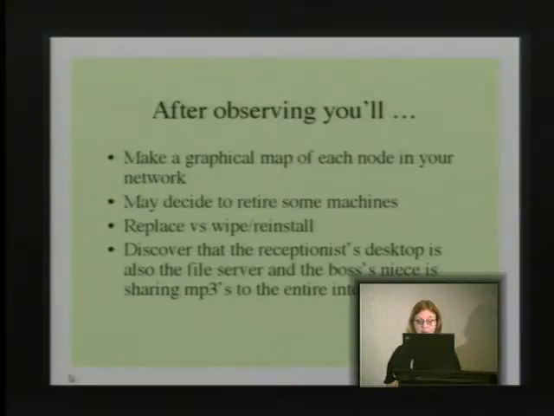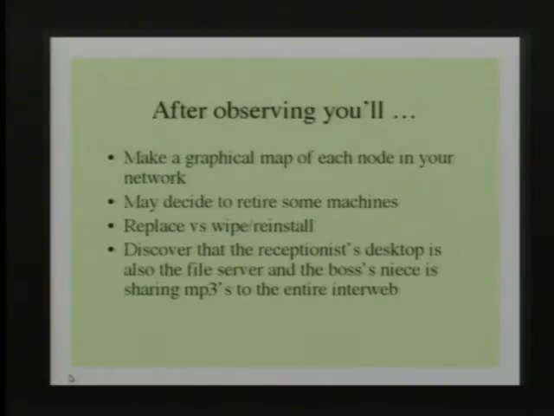So after observing, you can make a graphical map of each node in your network. You may decide to retire some machines. You may want to somehow replace the machine. Now, if it's at all possible for the more mission-critical systems, find another piece of hardware and rebuild it from the ground up. That way, you can have less downtime after you slide the new box into place. But if you have all the time in the world, wipe and reinstall works just as well.